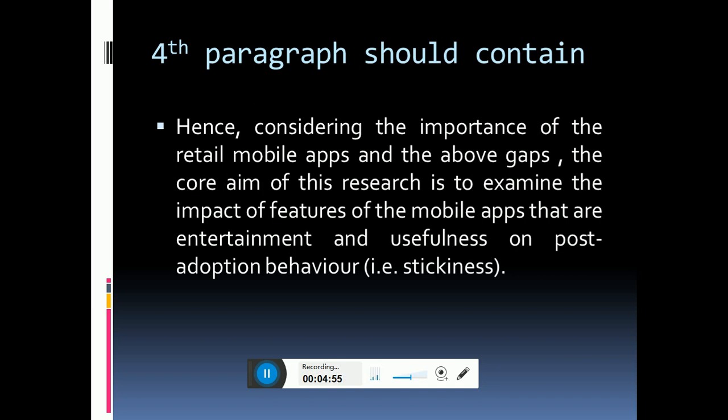So in the fourth paragraph you can conclude your problem statement like this: Hence, considering the importance of retail mobile apps and the above gaps, the core aim of this research is to examine the impact of features of mobile apps, that are entertainment and usefulness, on post-adoption behavior, that is stickiness. I think this video will help you in designing your problem statement. Thank you so much.